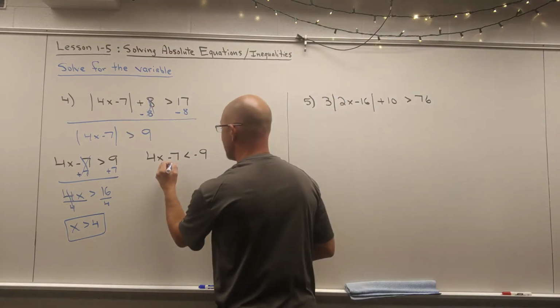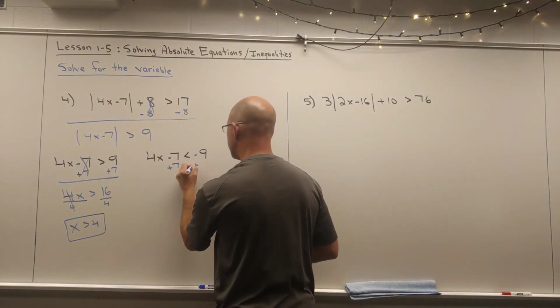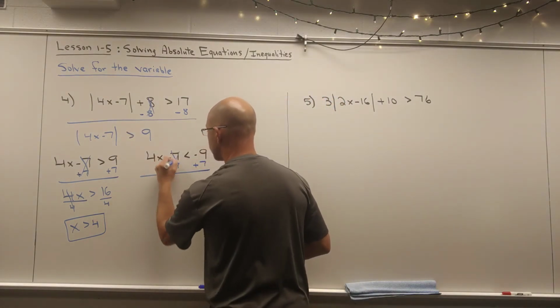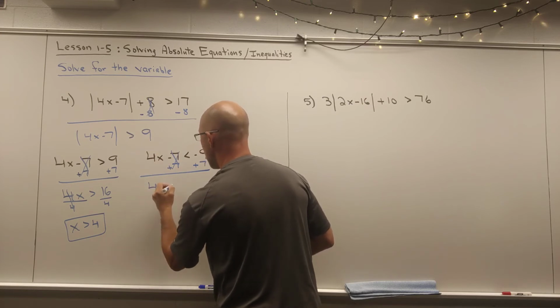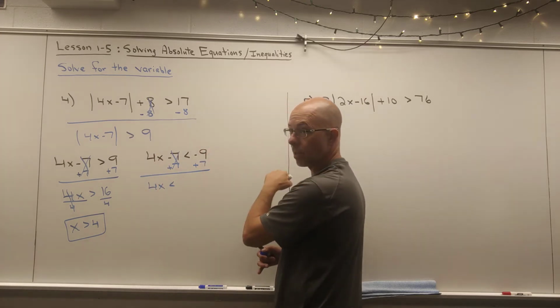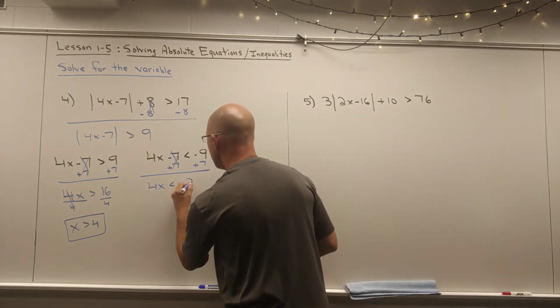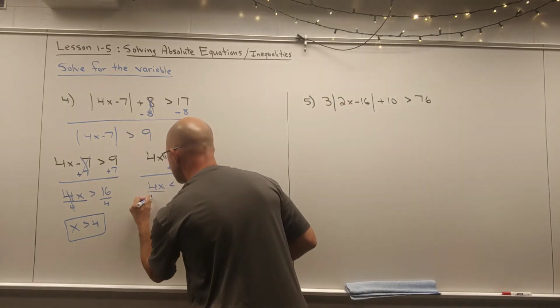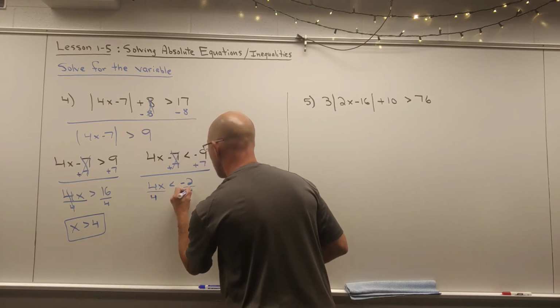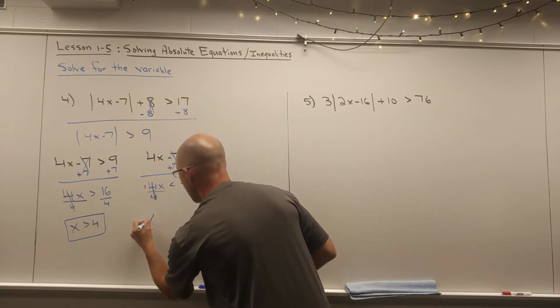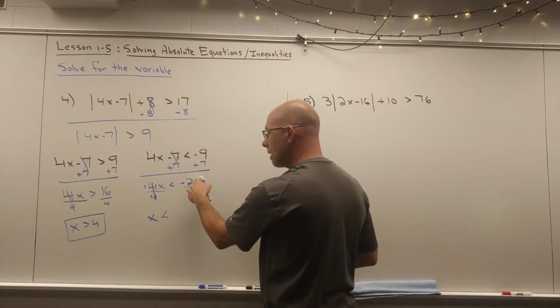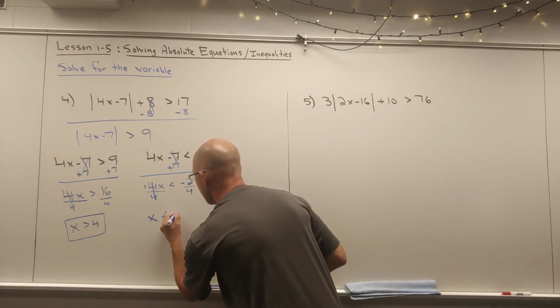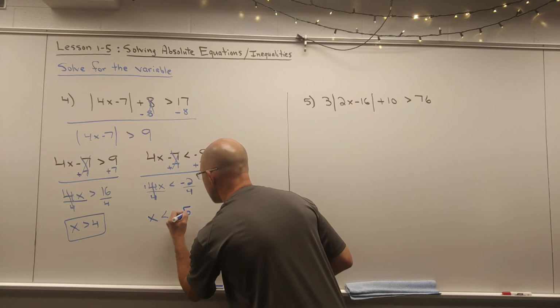Same 2 steps here. Add 7. We have 4x is less than negative 9 plus 7, which is negative 2. Be super careful here, folks. We don't want a careless mistake on our hands. Divide both sides by 4. 4 divided by 4 is 1x, less than. Negative 2 divided by 4 is negative half, negative 0.5.